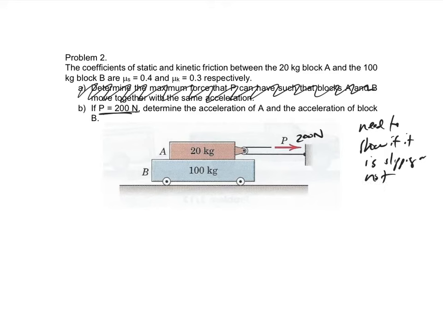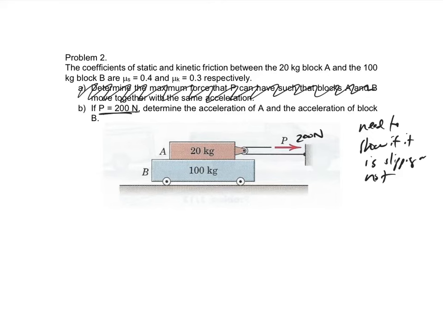I would need to show, are A and B moving together, or is A slipping on top of B? So make sure you can do those types of problems. We don't have any of those problems on this review right now, so make sure you can do those types of problems where you don't know whether A and B are moving together, or maybe A is slipping on top of B. With those, you need to show if it is slipping or not. So review those types of problems. Make sure you can handle those.